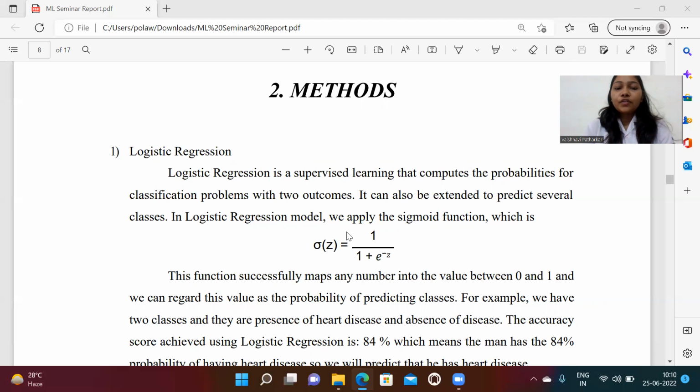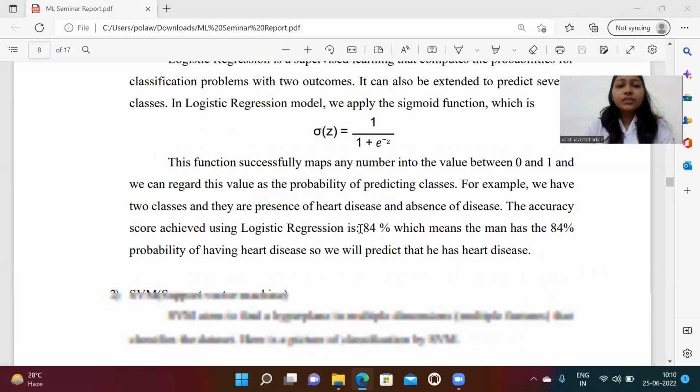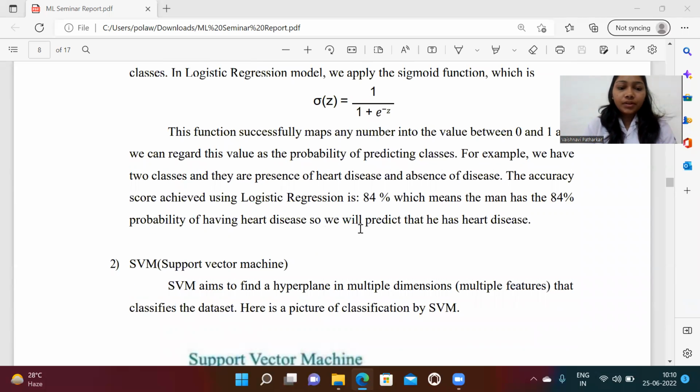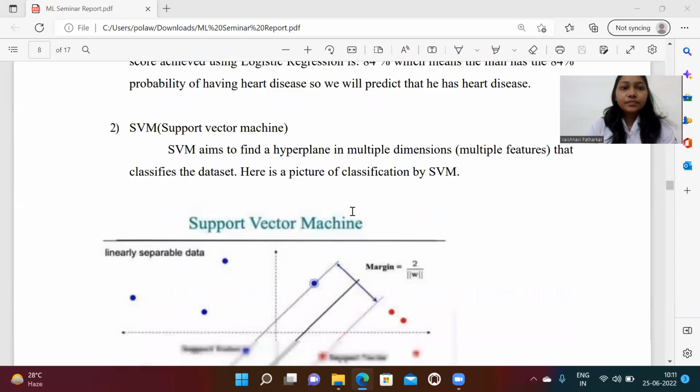For example, a dataset with target values, present in our dataset, of presence of heart disease and absence of heart disease. When we perform the logistic regression algorithm on this dataset, the algorithm achieves an accuracy of 84%, which means the man has an 84% probability of having heart disease.